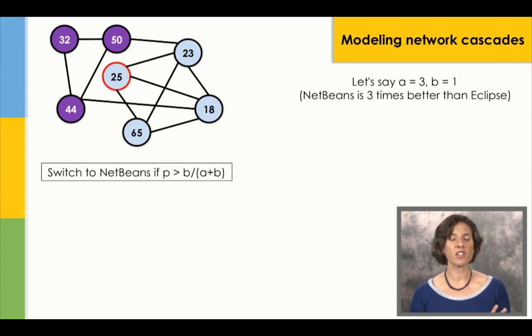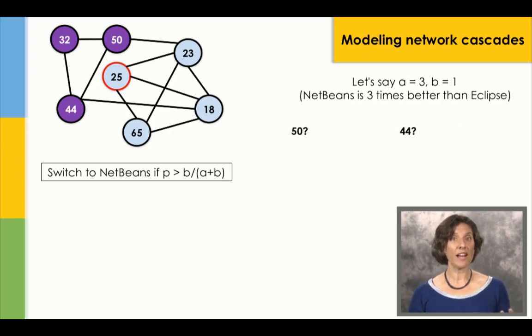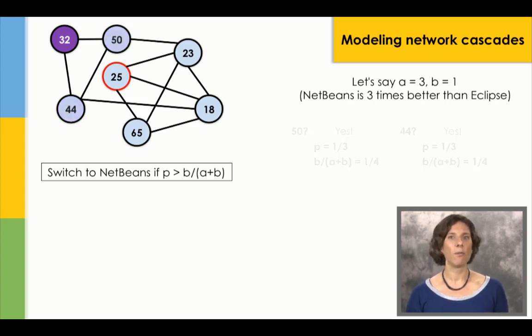Now here's where we reached our equilibrium before. What's going to happen now? Is anybody else going to switch under these new conditions? All right, hopefully you were able to identify that actually both 50 and 44 will make the switch. And we can see why here. For 50, P is equal to 1 over 3. And then B over A plus B is equal to, as usual, 1 over 4. So 50 will switch. 44 is in the same situation, and it will also make the switch. They will both switch to NetBeans.